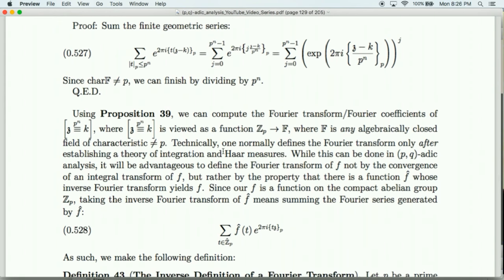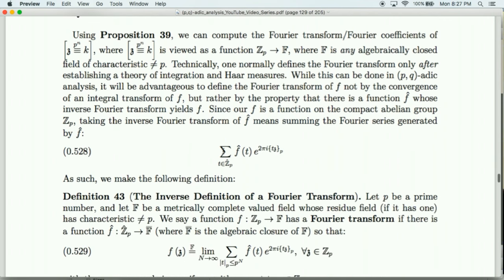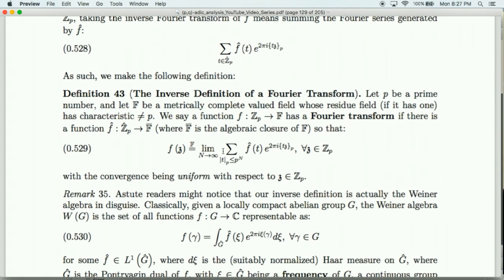So classically, one usually defines the Fourier transform after you've established your Haar measures and built up your theory of integration. Well, we can do this here. We're not going to do that. Instead, we're going to define Fourier transforms, the Fourier series, in an inverse way. In particular, I have the following inverse definition. Let p be a prime number, and let F be a metrically complete valued field whose residue field, if it has one, has characteristic not equal to p. I then say that F has a Fourier transform if there is a function f hat from Z_p hat to the algebraic closure of F, such that the Fourier series generated by f hat converges uniformly in F to f(z).